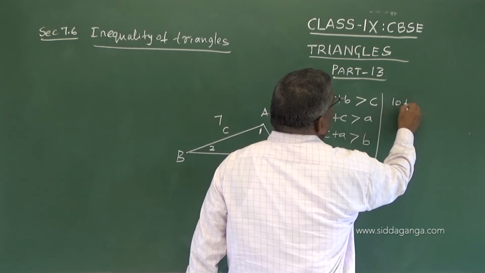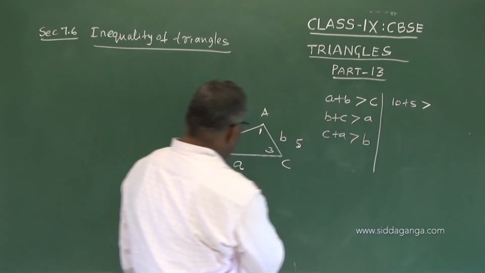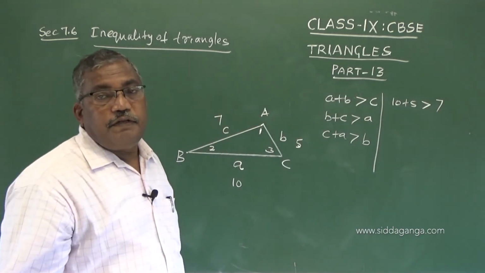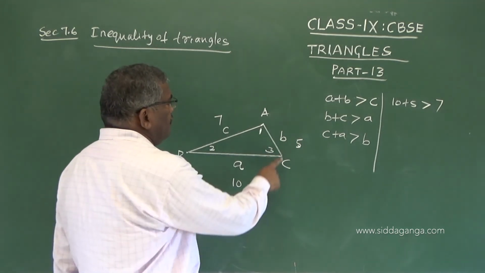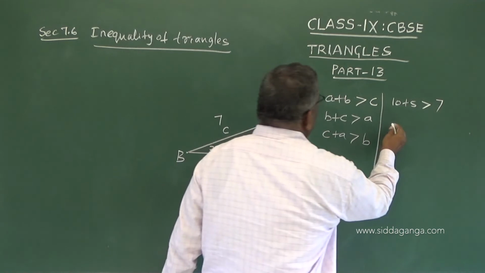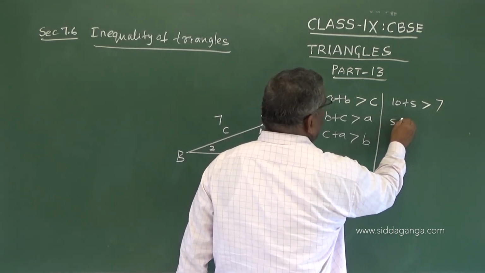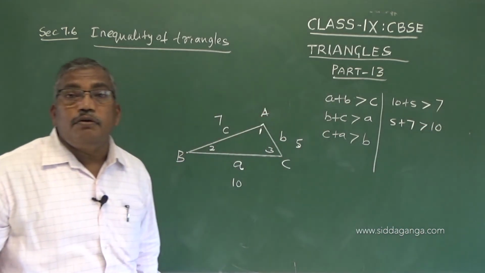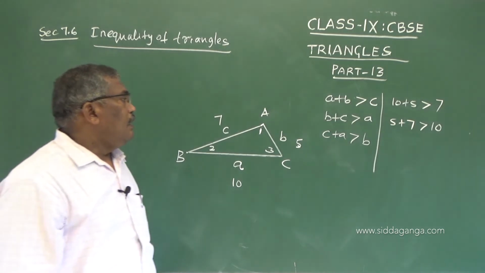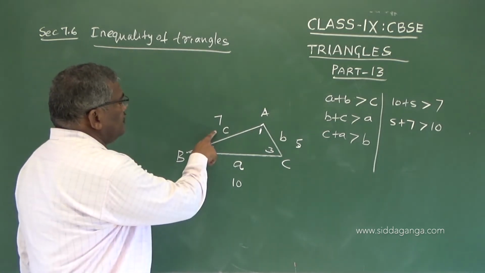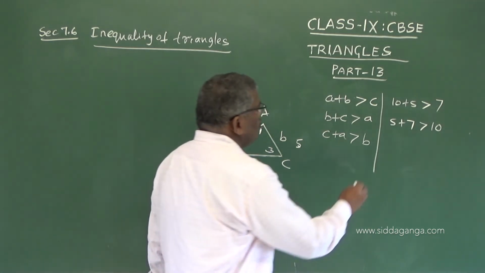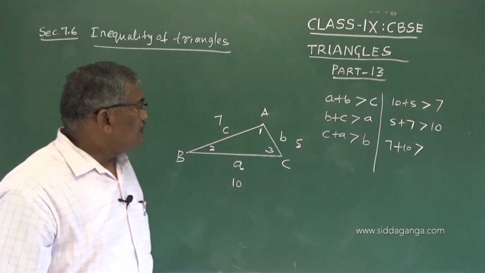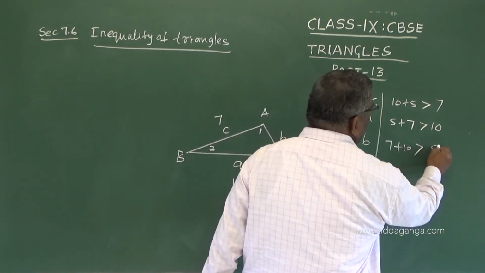So 10 plus 5, which is 15, is always greater than 7. b plus c is 7 plus 5, which is 12, and 12 is greater than 10. And lastly, c plus a, where c is 7 and a is 10: 7 plus 10 is greater than 5. So we can observe here.